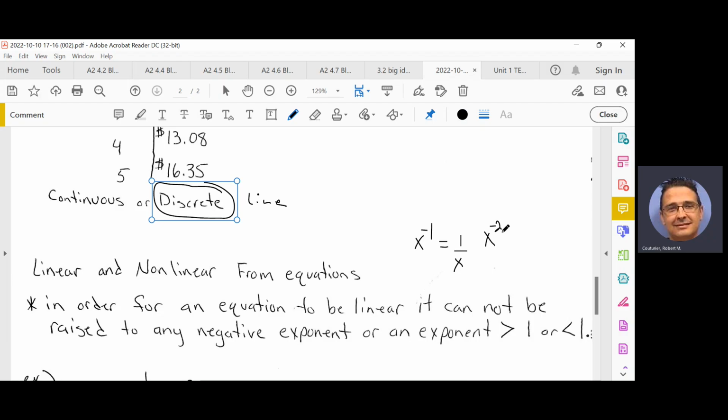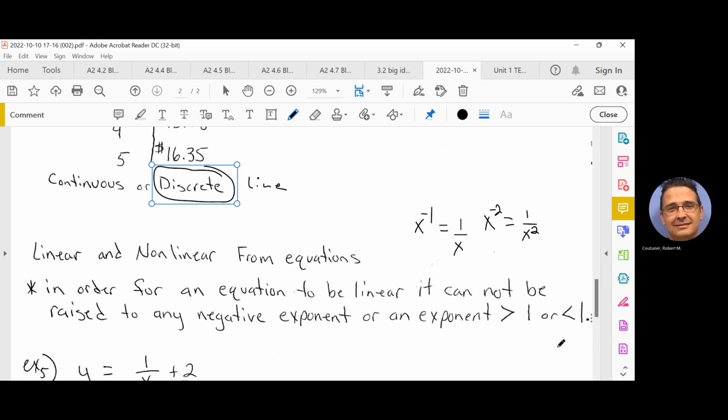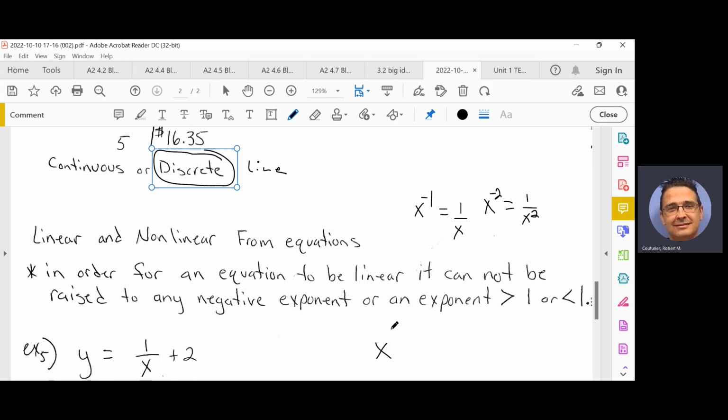So x to the -2 power. Take the reciprocal, and the power becomes positive. So 1 over x squared. So notice a negative exponent forces your x into the denominator. So in order for an equation to be linear, it cannot be raised to any negative exponent, which also means that if you see an x in a denominator of a fraction in this equation, it is not linear. Also, any exponent that x is raised to cannot be greater than 1 or less than 1, which means you can't have x raised to the 1/2 power.